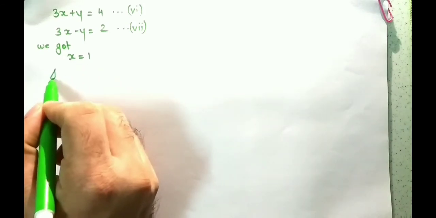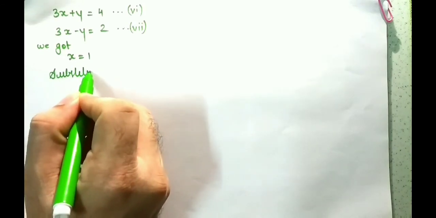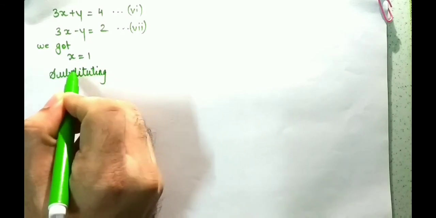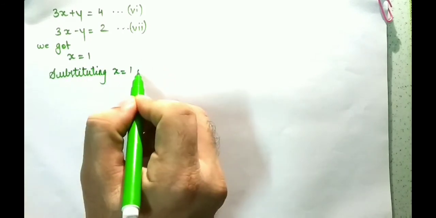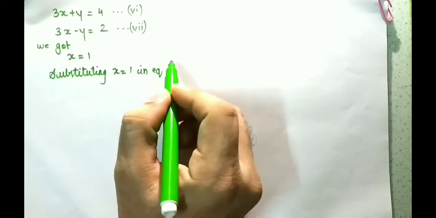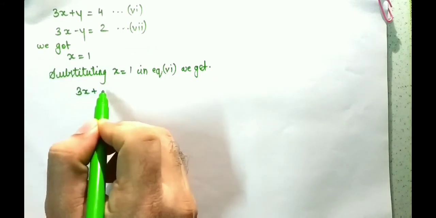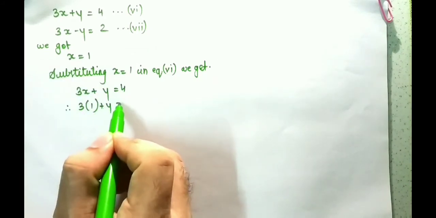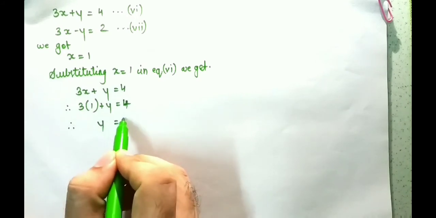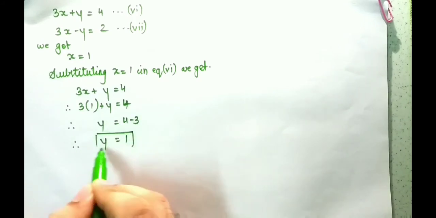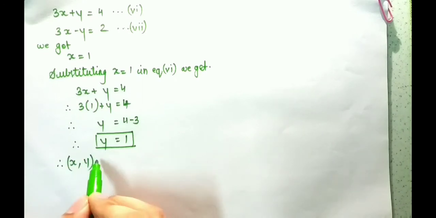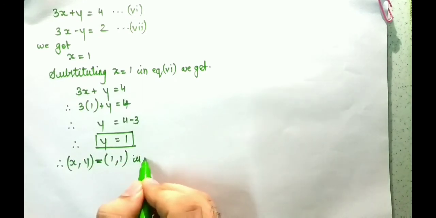Now, I only have to consider these two equations as I received them after solving my first two variables. And I got the value of x is equal to 1. Now I will substitute this value of x is equal to 1 in equation 6 or either equation 7. Here I have solved it by substituting in equation number 6. We get 3x plus y is equal to 4. Therefore, 3 into 1 plus y is equal to 4, which gives me y is equal to 4 minus 3 and y is equal to 1. Therefore, (x, y) is equal to (1, 1) is the solution of the equation.